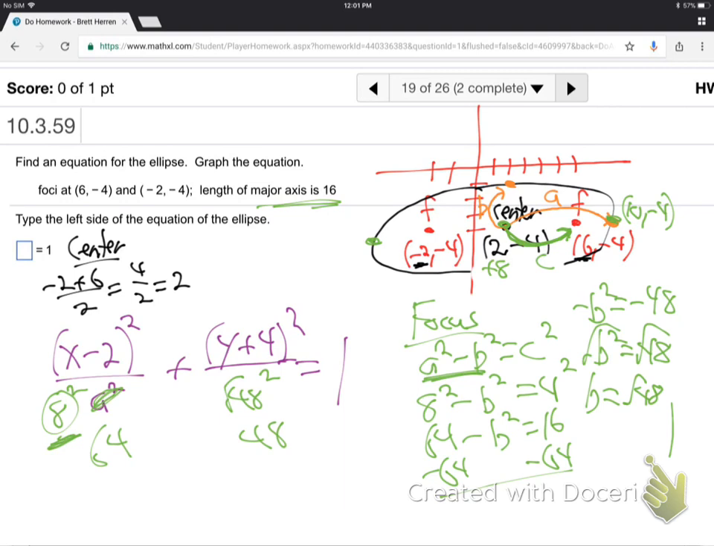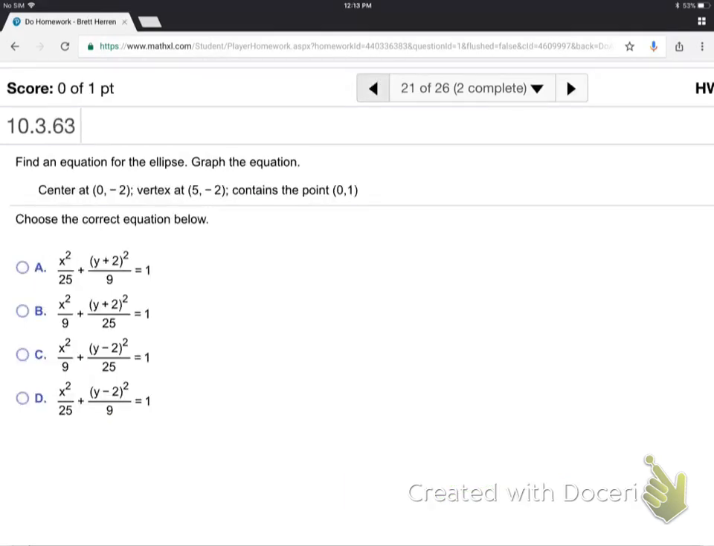All right, I'll move on. You okay? All right, let's try that one. Center and vertex contains the point. Wanted to show you one of the contains the point ones. So center 0, -2, vertex 5, -2 contains the point. Try that one. You need a picture, right? It's always about a good picture.